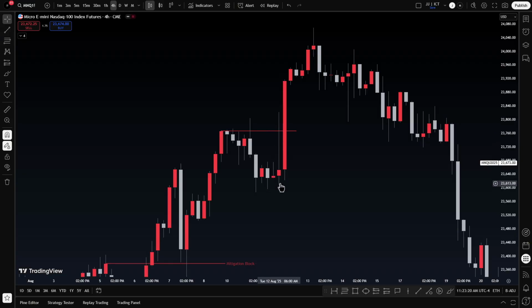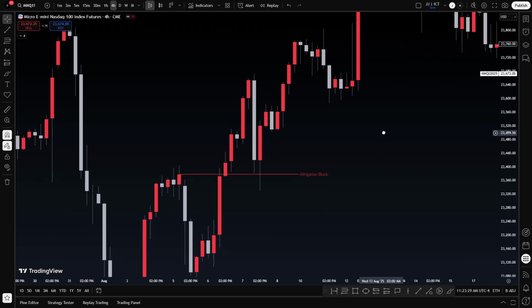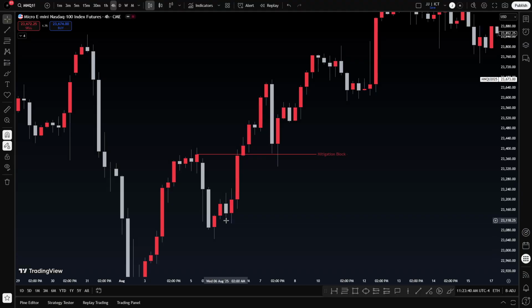Now, I'm going to show you the specifics when it comes to mitigation blocks being disrespected and respected. Now we're going to go over the first one, the one that we marked right here. There's two forms of a mitigation block. One where it creates a massive retracement lower. And then there's this one here, whenever price does not make a crazy swing lower.